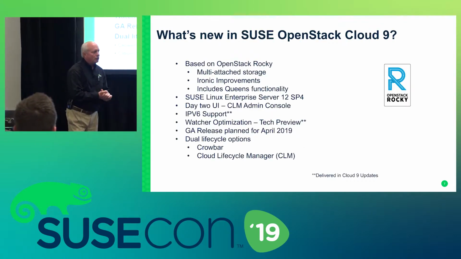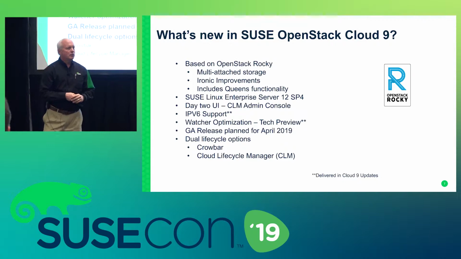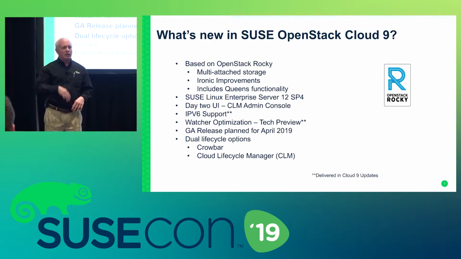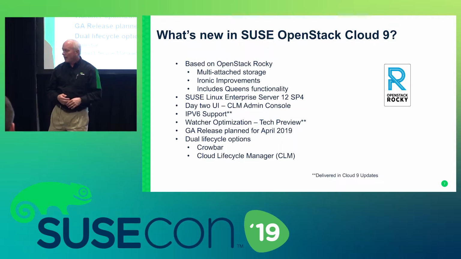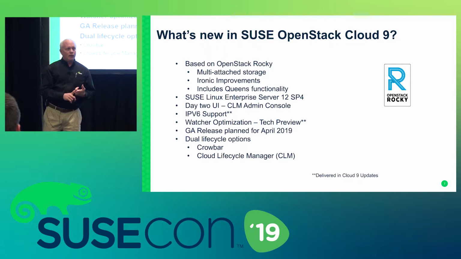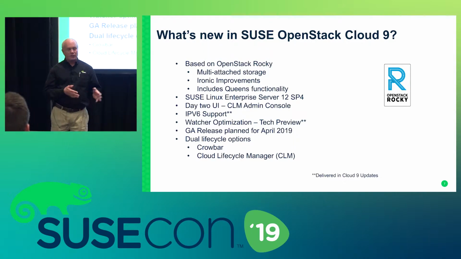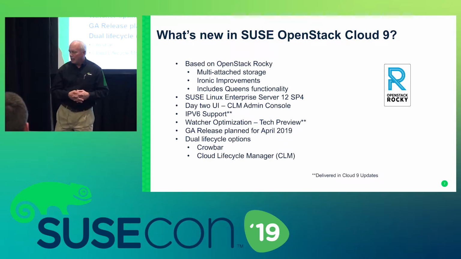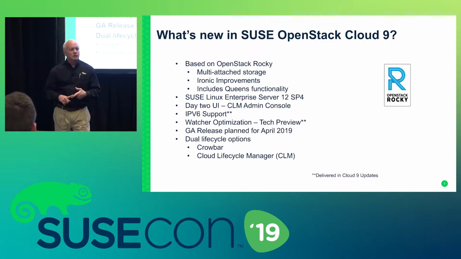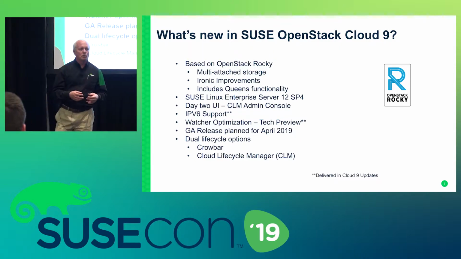So our new release is Cloud 9. It's pre-announced today, and it's going to be available at the end of this month. It's based on OpenStack Rocky. So we actually skipped over a release, and we're going to provide an upgrade path from our Pike release, which is 8, to Rocky. Some of the key things that are in there are the ability to do multi-attached storage so that you can have a shared set of storage that's shared between VMs.